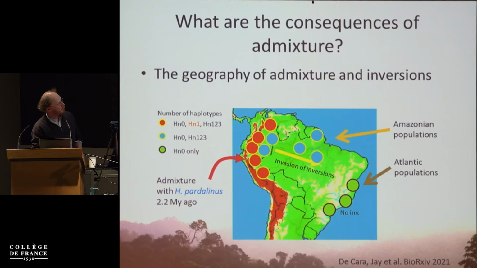And then you have peripheral populations, which I call Atlantic populations in the Mata Atlântica in Brazil, that have no inversions, they only have the standard allele. And the admixture with Pardalinus occurred about 2 million years ago somewhere in the west of the range, where the ranges overlap, and this is where we find the introgressed haplotype, which is this one. And then probably the inversions, but only this derived haplotype has invaded most of the Amazon basin, but for some reason not the introgressed one. Well, not the one that is similar to the donor species.